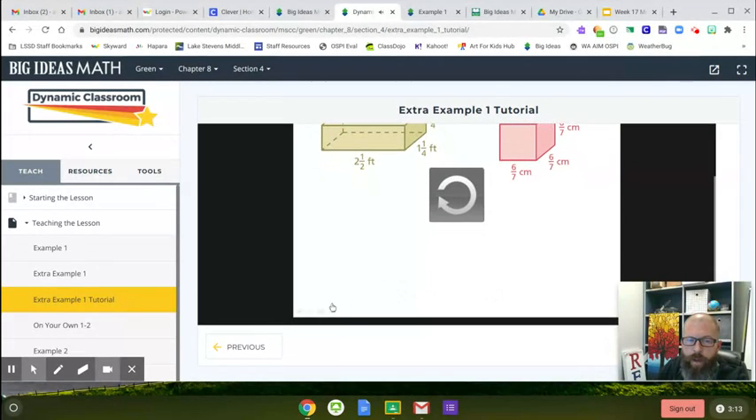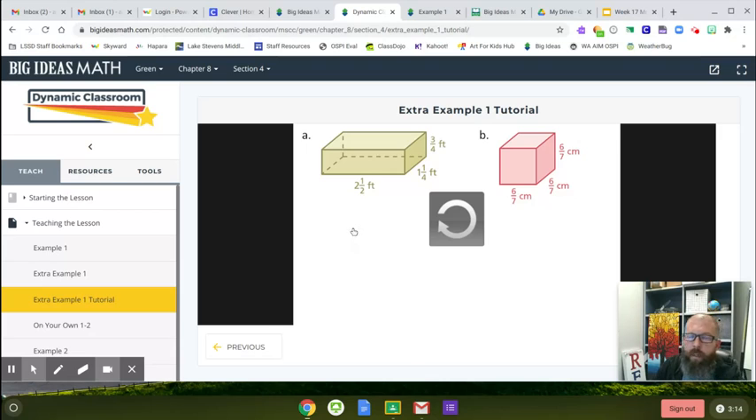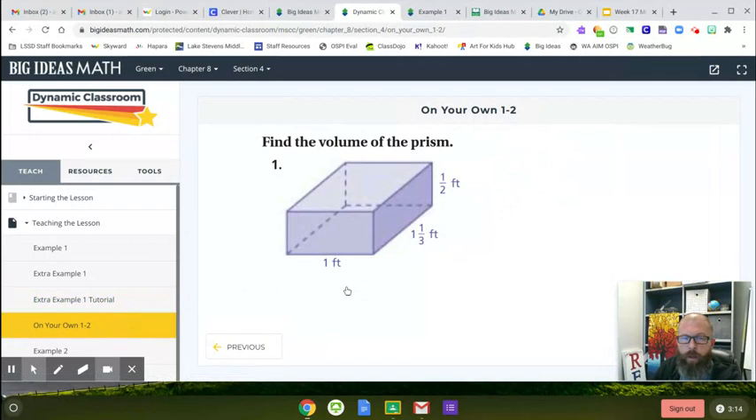I know that was fast, but if you need to pause the video and go a little slower, you can. But if there's no fractions, it's a little easier. It's just length times width times height. Let's take a look at a couple more here.